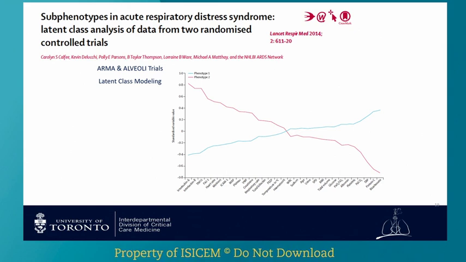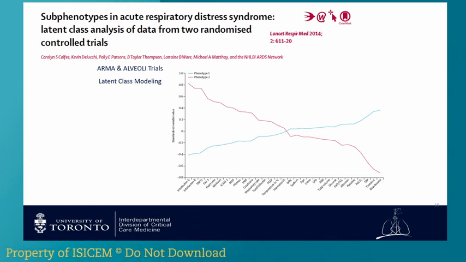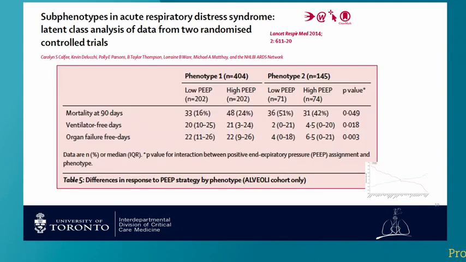Sneaking a little bit of biology into this precision medicine talk, we're all familiar with Carolyn Calfee's work, latent class analysis, showing two different phenotypes of ARDS, one hyperinflammatory and one slightly less hyperinflammatory, the hypo group.